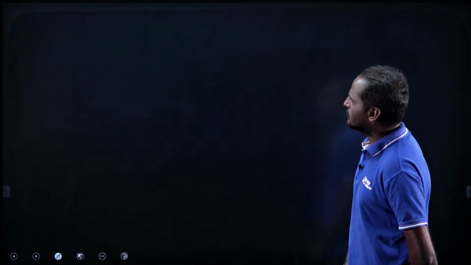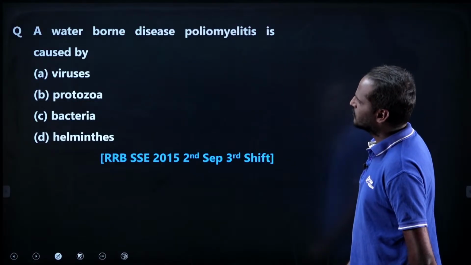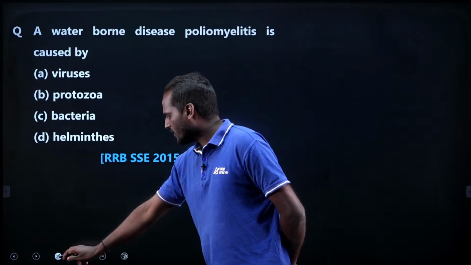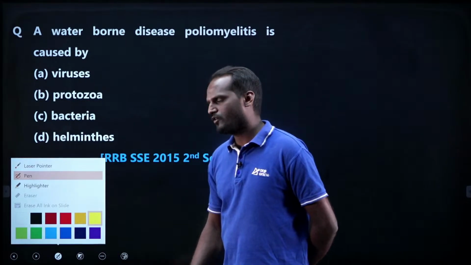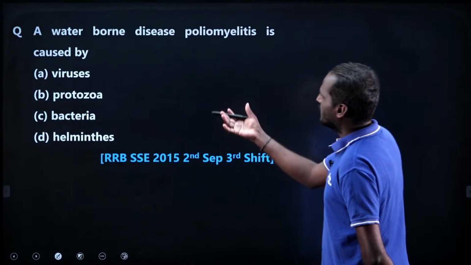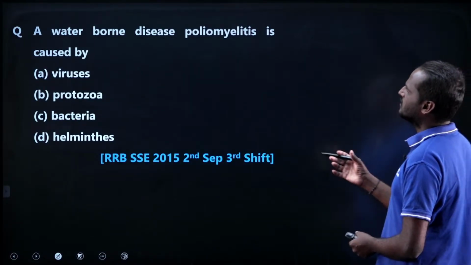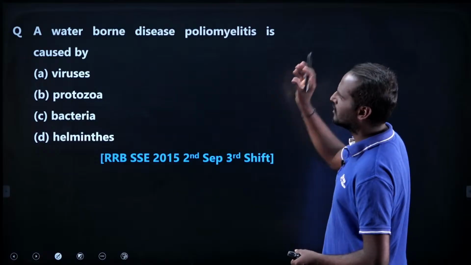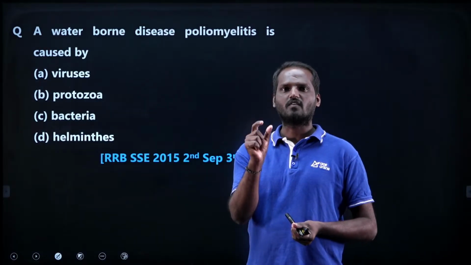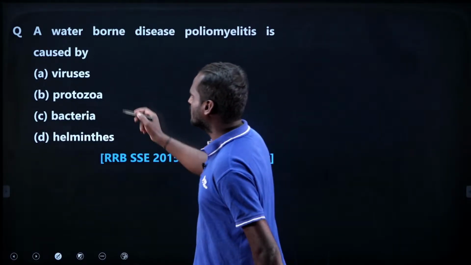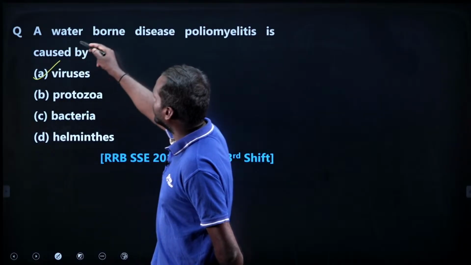Okay, the next question. These are very important areas in the quality control of water. If you look at this very easy question, the waterborne disease poliomyelitis is caused by what? Poliomyelitis is a viral disease. Therefore, the answer for this question is virus, right?